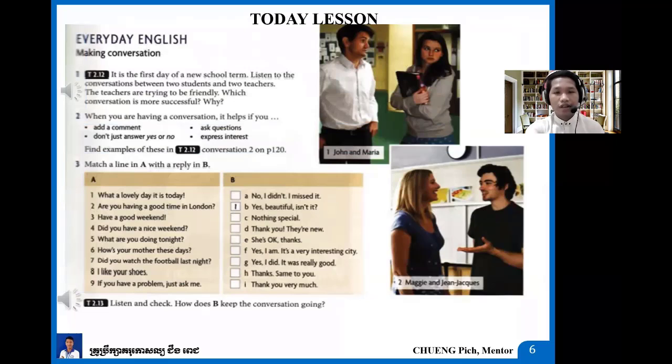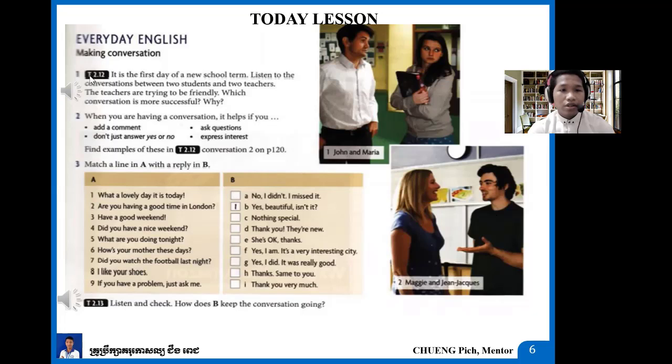Here's today's lesson. Let's take a look at these pictures. We have two pictures here. The first one is John and Maria, and you can see John is a teacher and Maria is a student. Another picture is about Mackie and Jean Jacques. I hope I pronounced his name correctly. Mackie is a teacher and Jean is a boy.